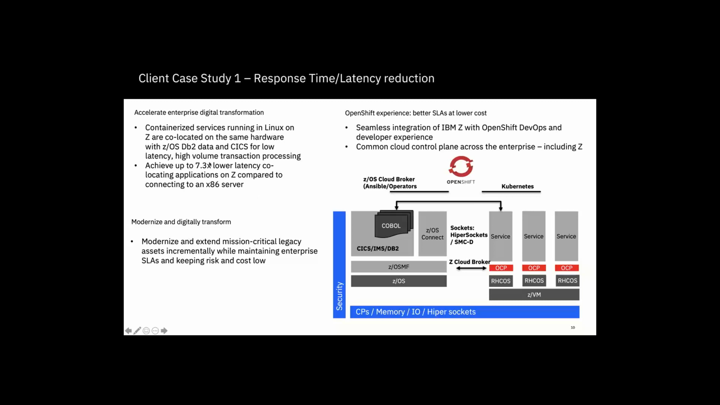And once again, this is all because of the laws of physics, right? We're not doing any magic here. This is just reduced path length from the network, and because of co-location, we get these amazing latency numbers.